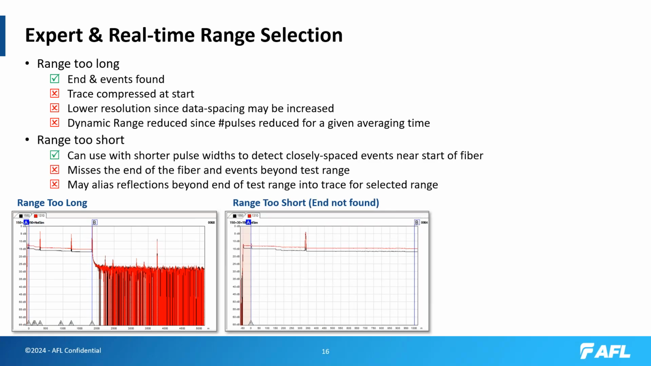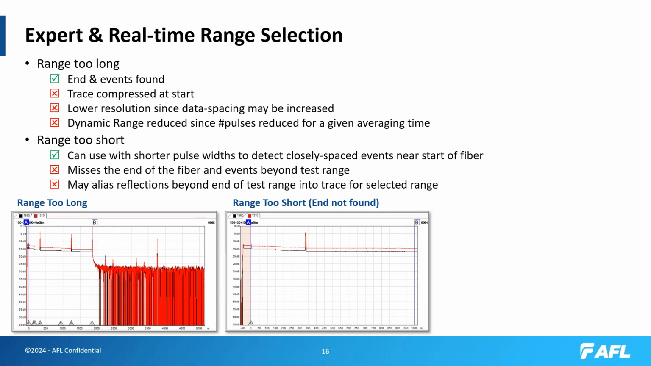If the range is too short, then you won't see the end of the fiber. And in this case, the end of the fiber is beyond the end of the trace as we can see it on our OTDR. With short range, you can use shorter pulse widths, and you'll get good signal to noise ratio in that short range, but you'll miss the end of the fiber.